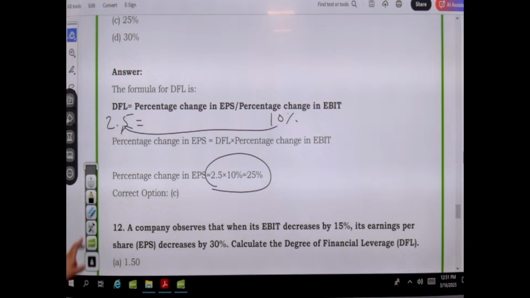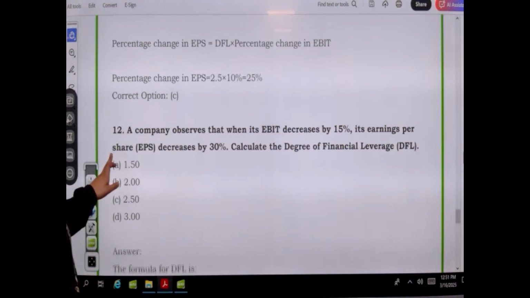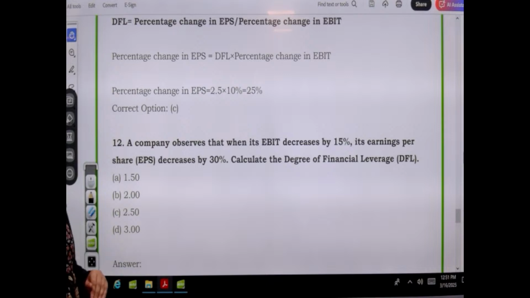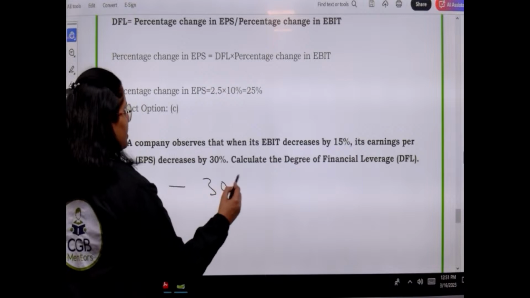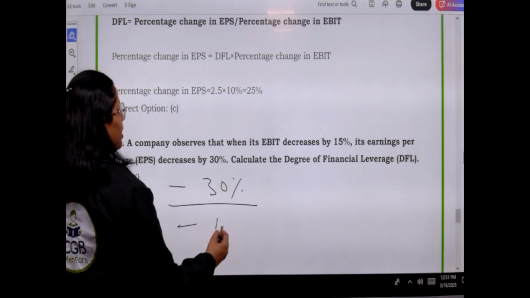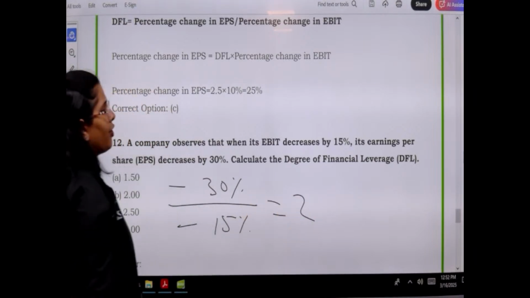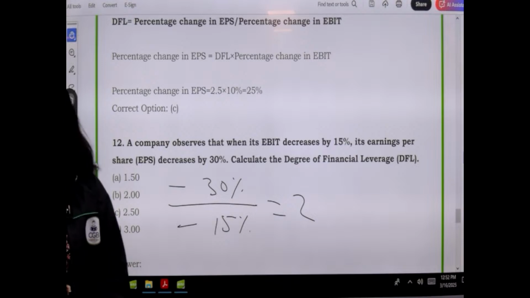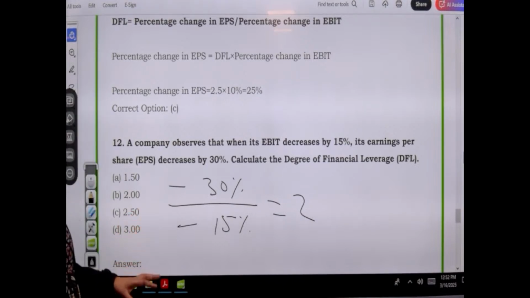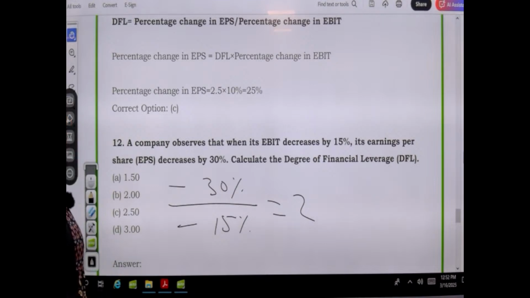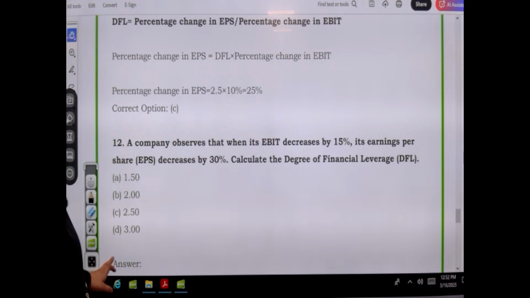Right? Now next we have financial leverage, where the company observes EBIT has decreased by 15%, EPS decreases by 30%. Degree of financial leverage very clearly 30% divided by 15%, right? So 2 is my degree of financial leverage, right? What is my degree of financial leverage? 2. Because EPS is also decreasing by 30%, EBIT is also decreasing by 15%.